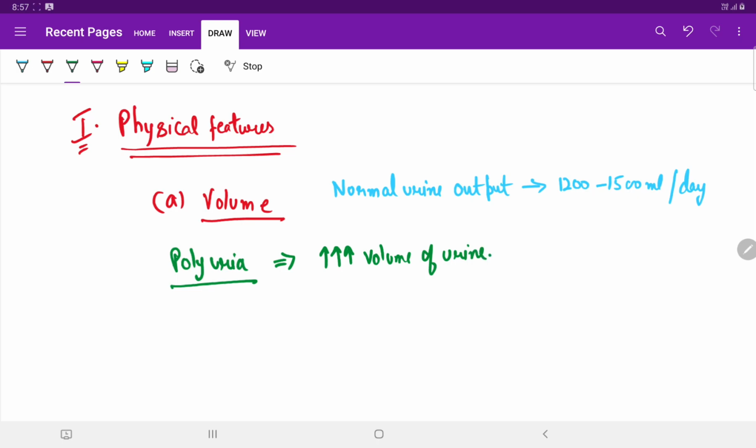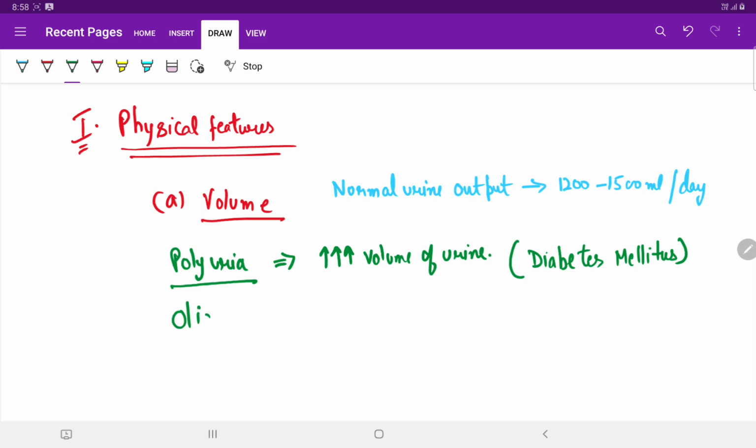It can be caused by a number of factors such as excessive ingestion of fluids, salty and spicy foods, and diabetes mellitus, where a high concentration of sugar in the blood increases the osmotic pressure and impedes the reabsorption of water from the tubules. So a pathological condition associated with this is diabetes mellitus. It may be an indicative parameter for diabetes mellitus.